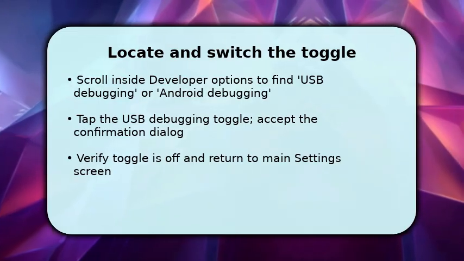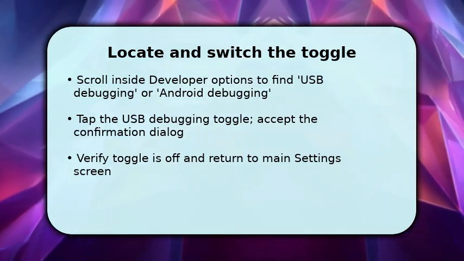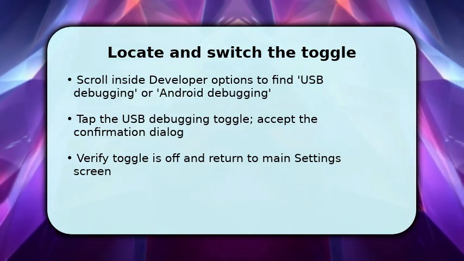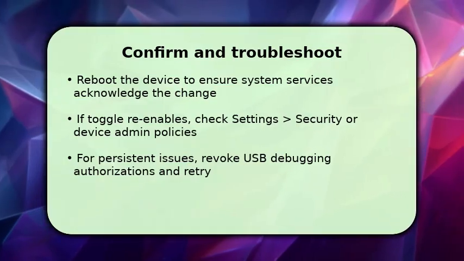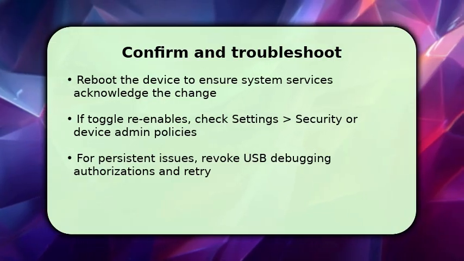If you use a device management profile, make sure the policy allows toggling before leaving developer options. To finalize, reboot the device so DRM and system services fully register that USB debugging is disabled. This helps restore access to protected content.